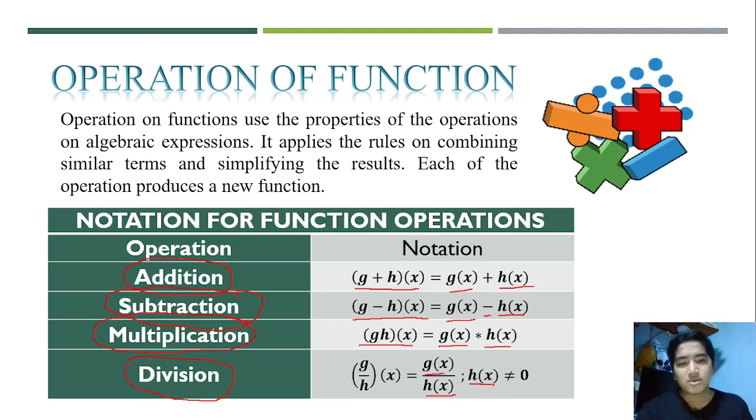Where the function h of x, our denominator, will not be equal to 0. Why is it not equal to 0? Because if the denominator is equal to 0, it will become undefined. So these are the notations we should remember when computing operations on functions.